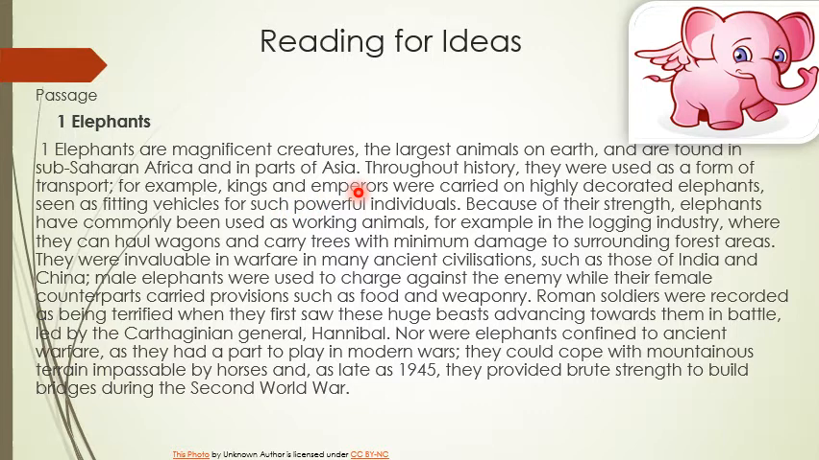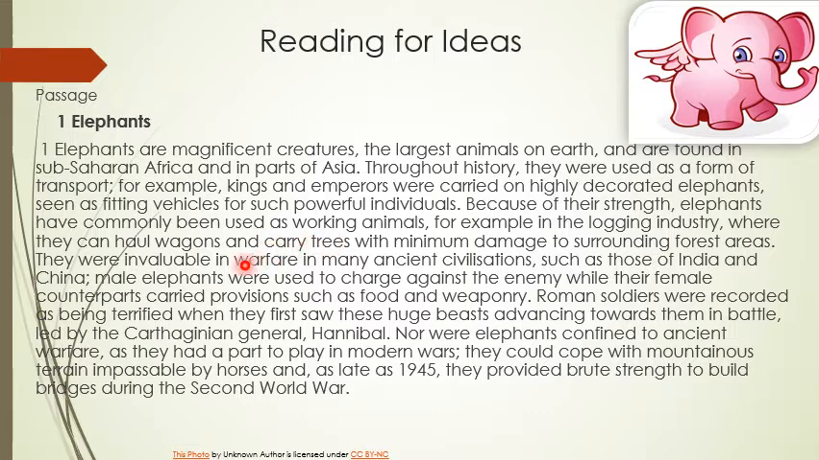Now the first point is that they were used as transport. This is an example given. We will skip this detail. We will not write a long content point. A short example can be given. Then they have talked about the strength of elephant. Because of their strength, they were used as working animals.